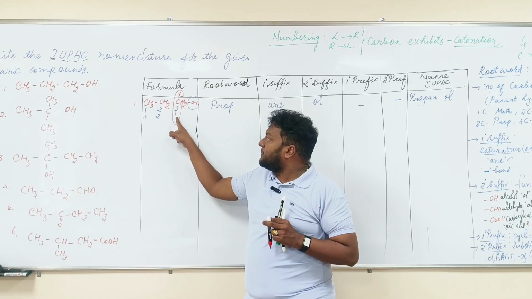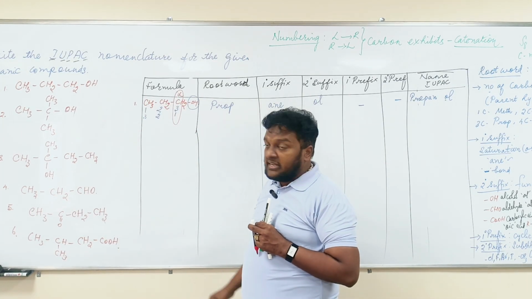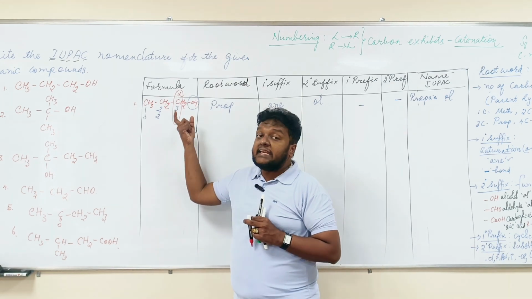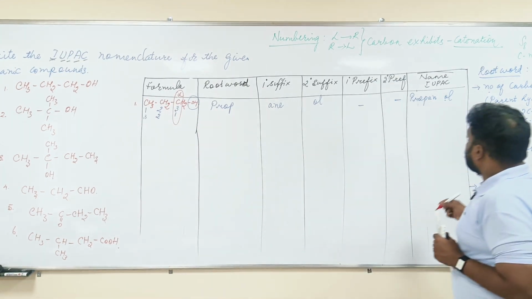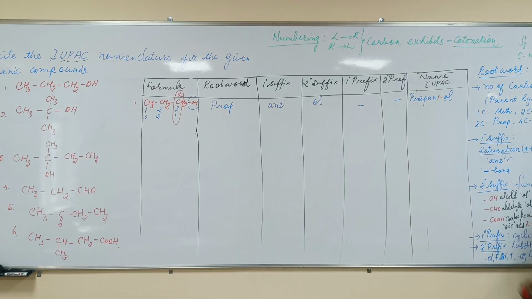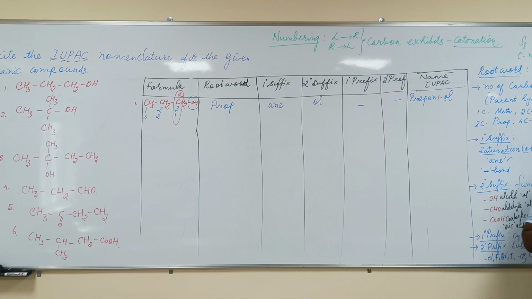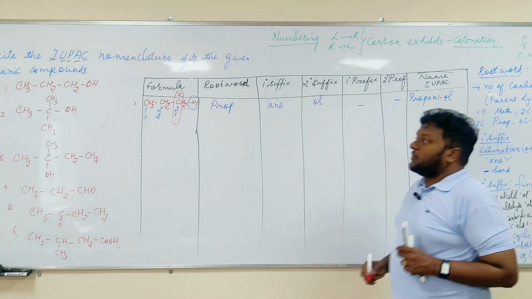That carbon number we have to take. Which number? There are two numberings, isn't it? We have given numbering from left to right, and right to left also. So which number should be considered? The least number. So what will be the number here? Propan-1-ol. Hyphen 1, hyphen, and then you have to add OL. This is the IUPAC name of that compound. Okay, now we go to the second example.